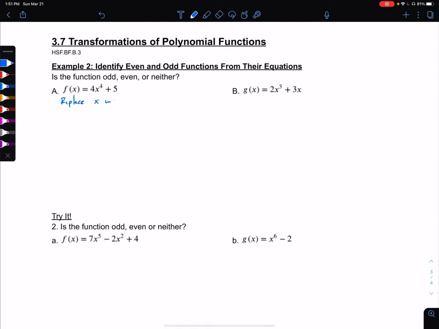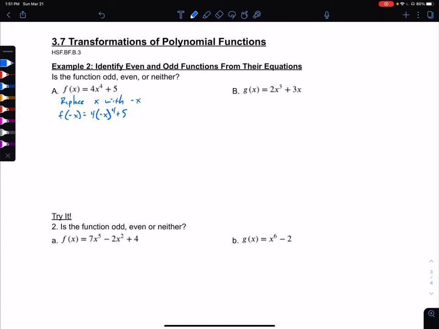replace x with negative x. So we're going to take the function of negative x, and anywhere there's an x, we're going to replace it with negative x. All right, so that's all you need to worry about. You're just substituting a negative x everywhere there is an x. Now, we need to simplify this.